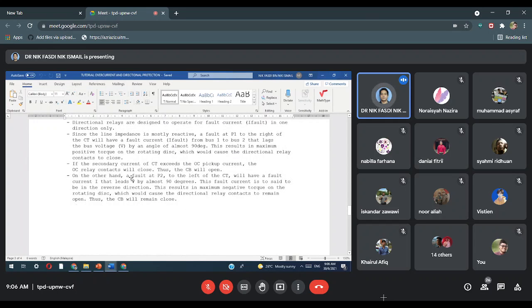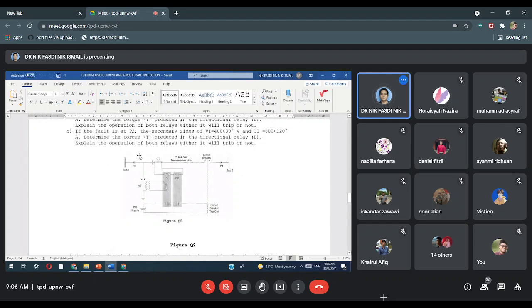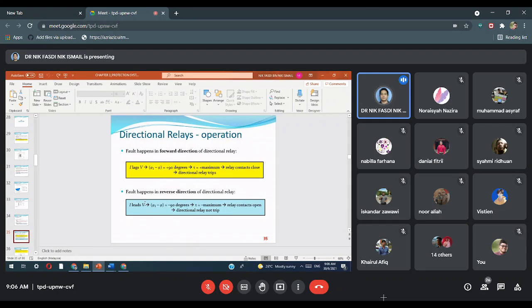On the other hand, a fault at P2, okay, now P2. What happened at P2? P2, now it is reverse. Kenapa? For directional, the fault occurs first, then goes to the CT. On the other hand, for the fault at P2, the CT will have fault current that leads the voltage by almost 90 degrees. So the condition is it leads the voltage in the reverse direction.